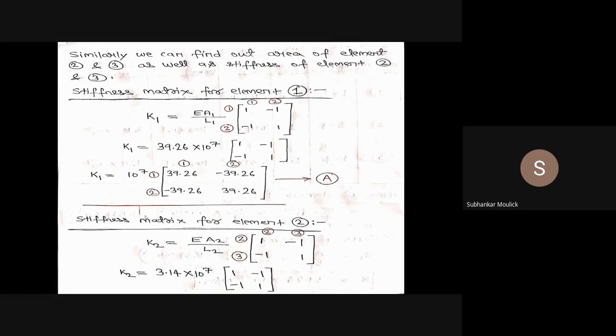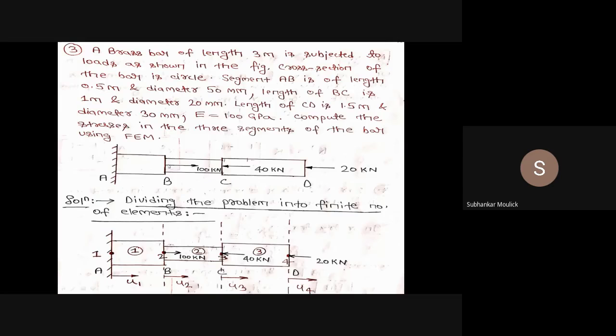What is F? U is your global displacement vector matrix, and F is your global load vector matrix. So before going to that particular thing, first let us find out the local stiffness matrix for each and every element. So for element number 1, if I want to compute the stiffness matrix, I know that stiffness matrix is given by which expression?